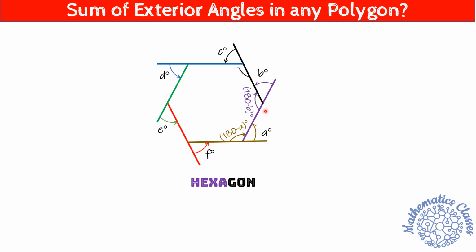Similarly, we can find the rest of the interior angles of this hexagon. And we need to find the sum of all the exterior angles, that is, the sum of angles A plus B plus C plus D plus E plus F.